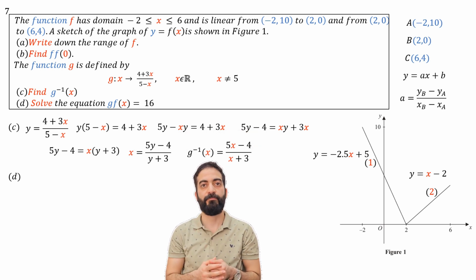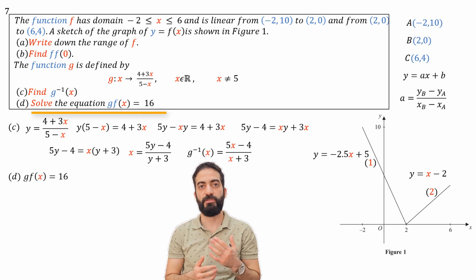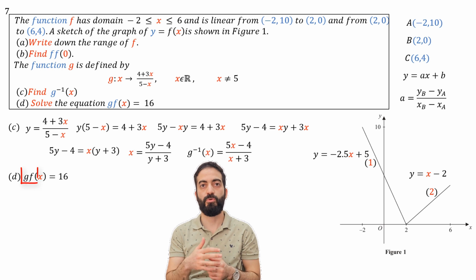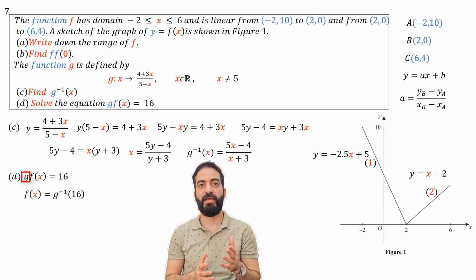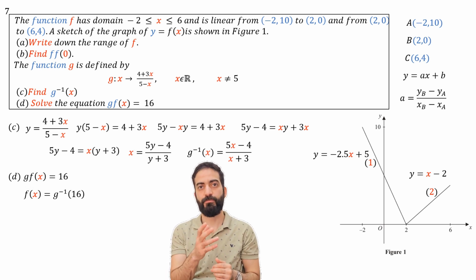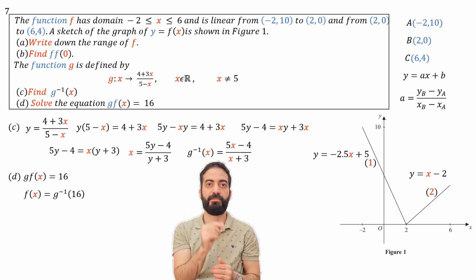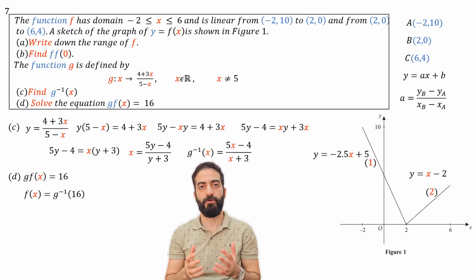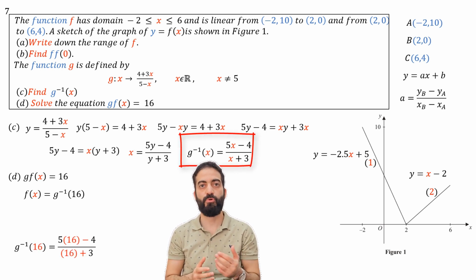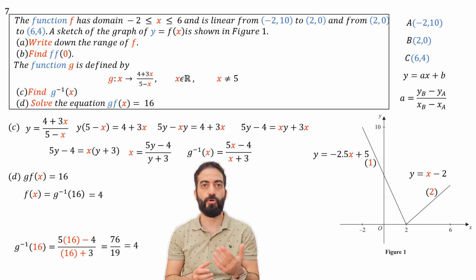Now we move to part D. Solve the equation g(f(x)) equals 16. When we have 2 or more functions, we have the right to take the last function, which is g, and put it after the equals sign, but we must put minus 1 above it in this way. Now we can get the answer to g^-1(16) in this way. So we have that f(x) equals 4.